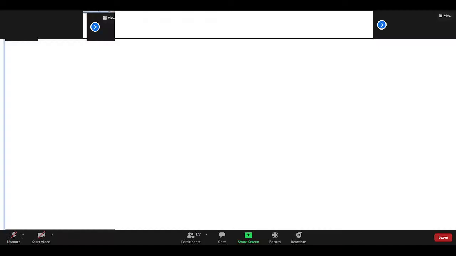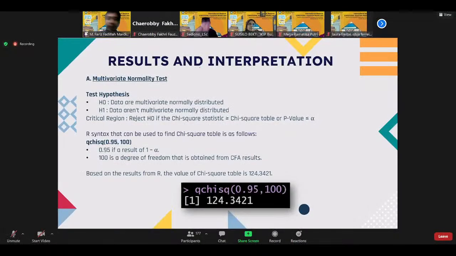Okay, this is the path diagram. Okay, this is the normality test. Okay, there is a question in the chat room from Miss Rianti Setiadi: what method do you use to check the multivariate normal test? We can do it automatically with the syntax modeling.